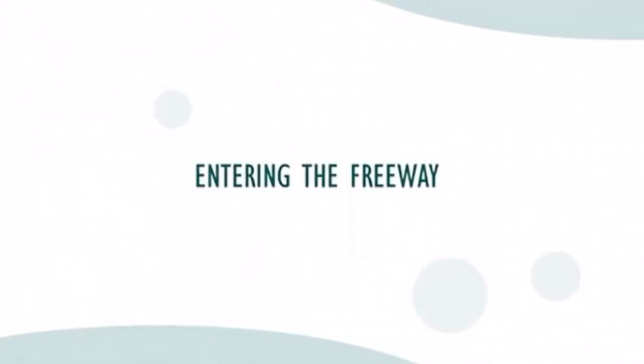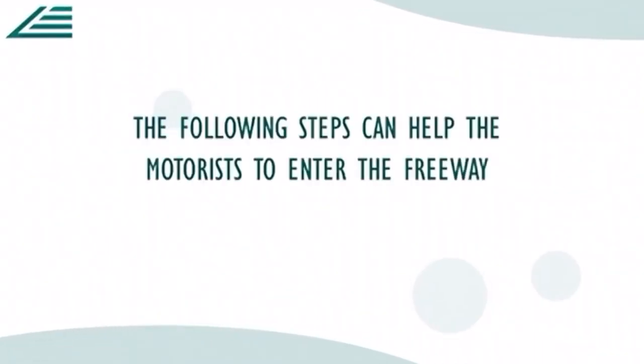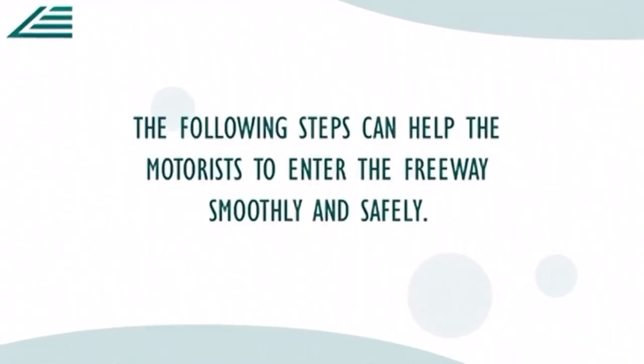Let's start with entering the freeway. Freeways normally have entry or acceleration ramps which give time for the motorists to gain or adjust the speed while entering the freeway. On these ramps, there is also a sign that indicates the beginning of freeway. Apart from this, there is also a sign for merging traffic. Motorists should be careful about speed limits and curves on the entry ramps. The following steps can help the motorists to enter the freeway smoothly and safely.